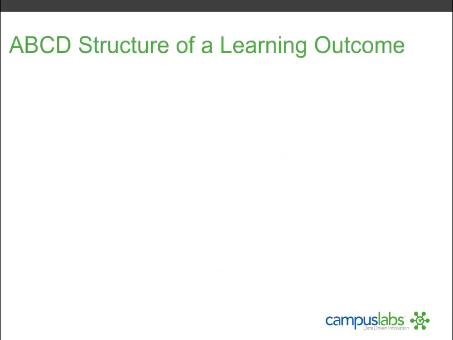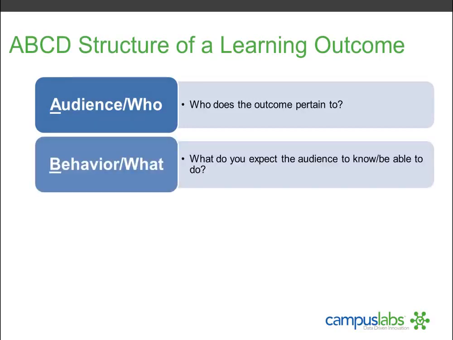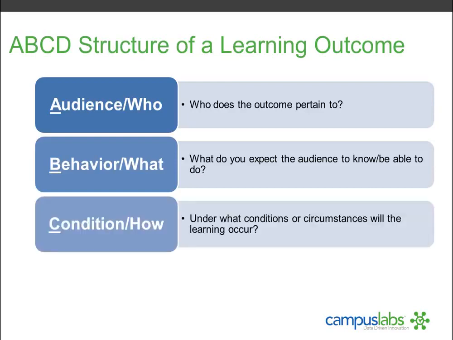So to write an effective learning outcome, you simply need to remember your ABCs. So the ABCD structure of a learning outcome refers to A, audience: who does the outcome pertain to? B stands for the behavior: what is it that you expect the audience to be able to know or do as a result of your experience?